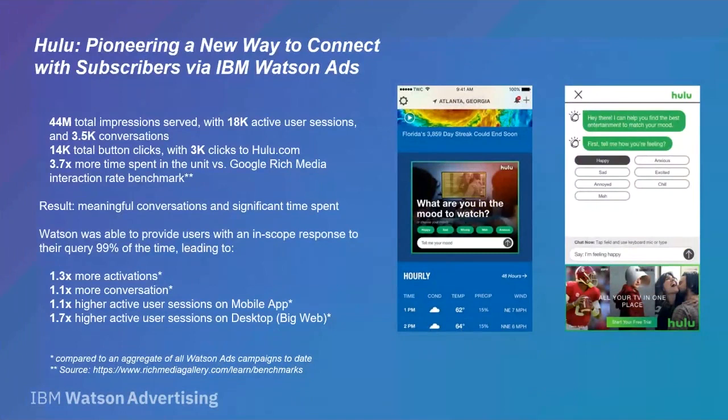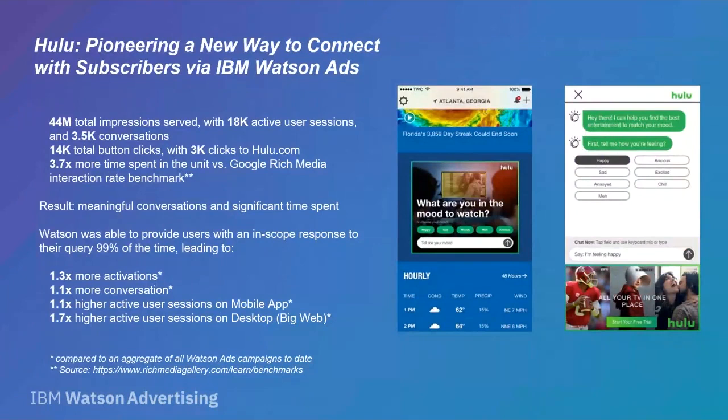When we put this campaign together, we delivered a number of great results for Hulu, and you can see some of them here in the slide. 44 million total impressions served, 18,000 active user sessions, and 3.5 conversations. So the way I summarize that data point is that it's not just about the impressions served, but there was a great deal of engagement with those ad units. When you see that level of active user sessions and conversation, that indicates that the consumer is highly engaged in the ad experience. There were also a number of clicks through to both within the buttons of the app and to Hulu.com. So that's a very important performance metric. That tells us that consumers are actually getting information and seeking information with the ad unit. So the message is resonating, and they're using that to actually get what they need out of the experience.